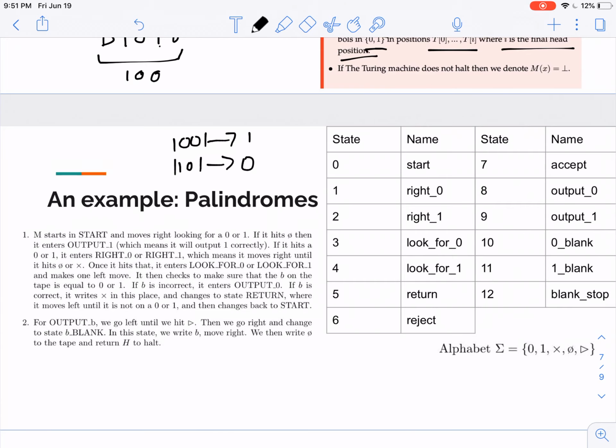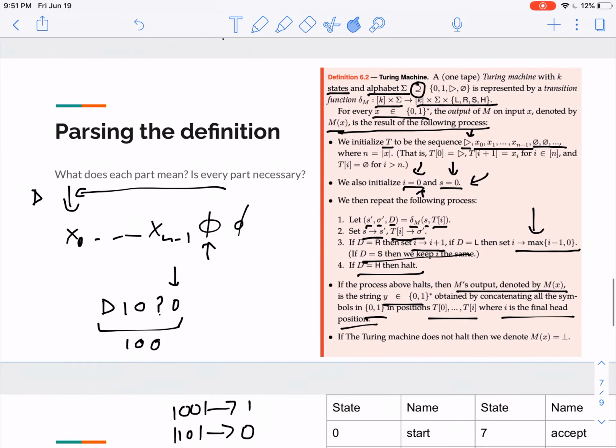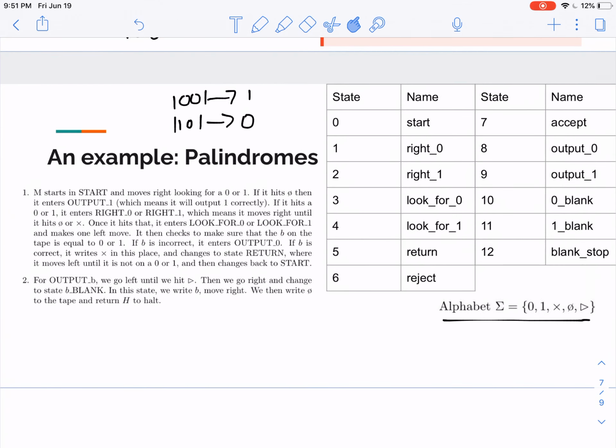And what alphabet will we use? Well, we'll use the alphabet which is 0, 1, empty, and triangle. And remember, in the definition, it has to include those 4 symbols, but it can include other stuff. It can be a superset of that. So in particular, we're going to use this X symbol, and it'll become clear what the X symbol means in the proof, but for now you can just think about it as meaning match.